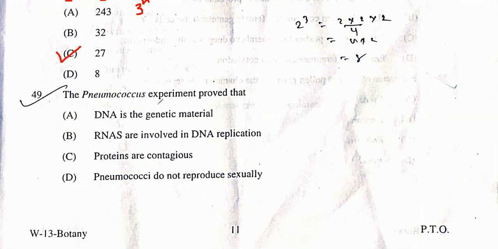The pneumococcus experiment proved that DNA is the genetic material. Option A will be the correct one.